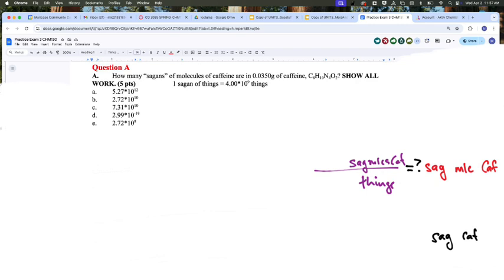I could have one Sagan of donuts. That would be really expensive. 4 times 10 to the 9th donuts. That's perfectly valid. I could go through and do that. The grocery store would be really upset. Or really happy, because you're now buying tons of donuts for a long time. What is the thing in chemistry?